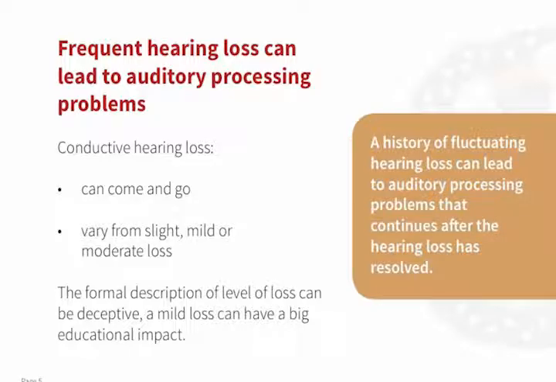The conductive hearing loss experienced by kids because of ear disease can fluctuate. It can come and go, and it can vary from slight, mild to moderate loss. But the formal description of hearing loss can be deceptive because a mild hearing loss can have a major educational impact, as you will hear about.